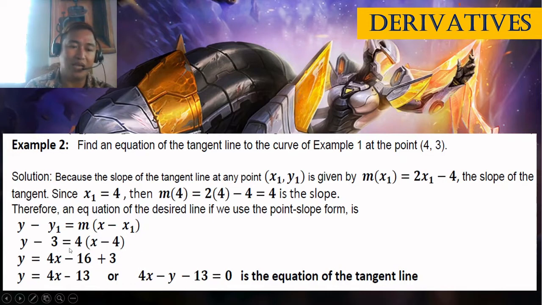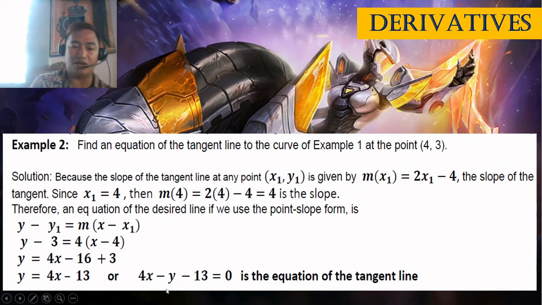And then, we solve. Okay, diri class kay y minus 3 na no. So 4 times x is 4x. 4 times minus 4 is negative 16. So minus 16. Then kaning minus 3 class transfer sa pikas ma plus 3 siya. So minus 16 plus 3 is negative 13. So dala na siya. So y is equal to 4x minus 13 or this one. This is the standard form ang y transfer diri sa pikas so ma minus y. So ma 0 na ni. Ibalhin na nato ang 0 class sa pikas so dala na siya. Equals 0 na to diri. So 4x minus y minus 13 is equal to 0 is the equation of the tangent line.